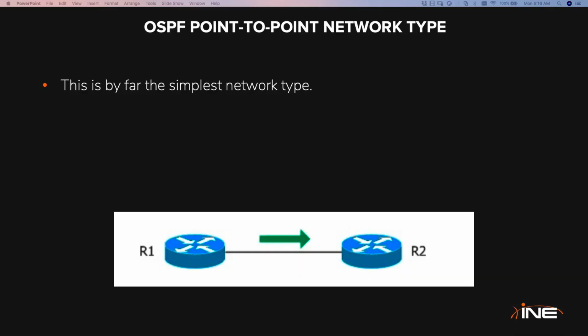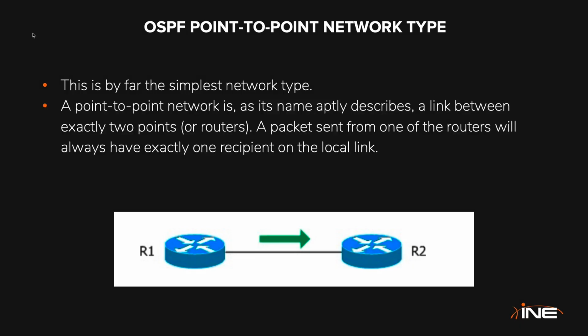Now, point-to-point is by far the simplest network type. It is basically between two routers. Let's say if I have a back-to-back connection between two routers, I could set it up as point-to-point. A point-to-point network, as the name describes, is a link exactly between two routers. A packet sent from one of the routers will have exactly one recipient on the local link. There's never more than 2 routers on that one link. So you would never have router 1 and router 2 and router 3 connected. It would just be 2 routers connected back to back.